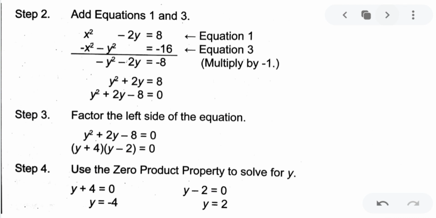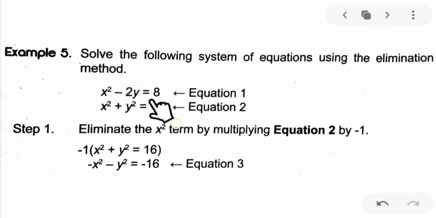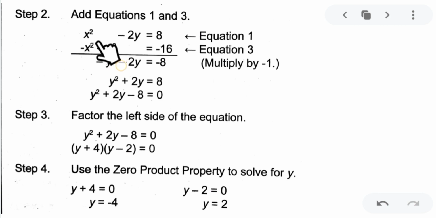Next thing that we need to do is step 2. We have to add equations 1 and 3, not 2, because we already manipulated equation 2 for us to eliminate at least a variable. So, align the like variables and like degrees. We have x squared minus 2y equals 8. This is your equation 1. For equation 3, that is negative x squared minus y squared equals negative 16. In this case, we can already cancel the x variables because they have different signs and will equate to 0. Therefore, we find negative y squared minus 2y equals 8 minus 16, that will be negative 8.